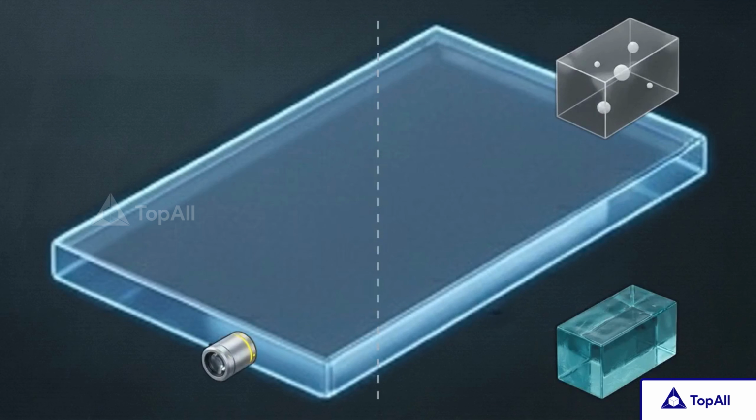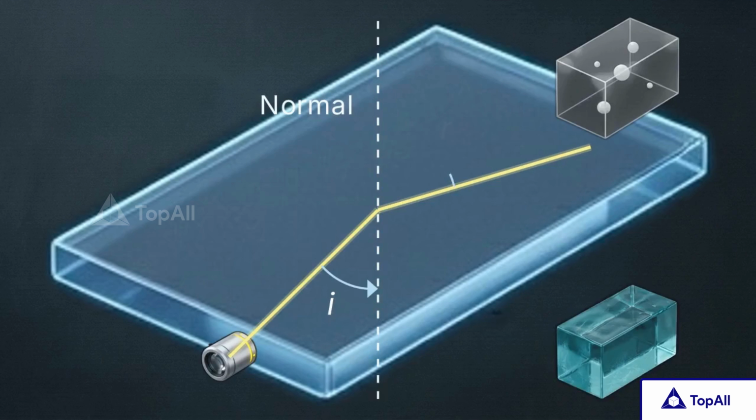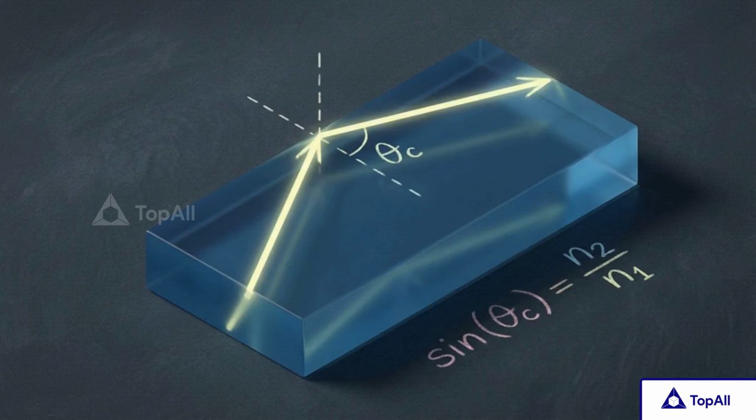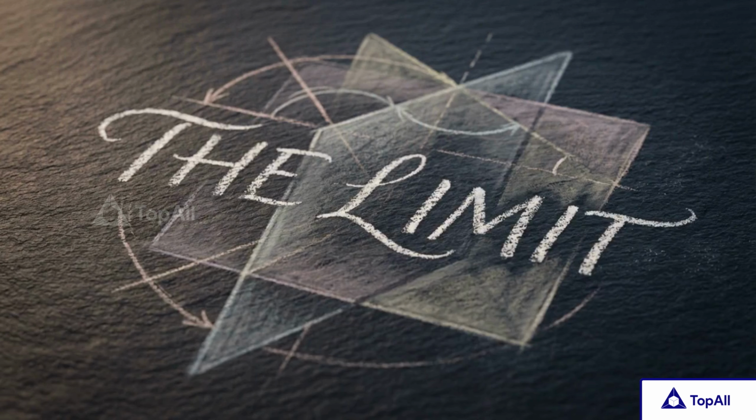Moving into a less dense medium forces the light to bend away from the normal, that dashed vertical line sitting perfectly perpendicular to the surface. Because the escaping light bends away from the vertical, it is forced down, pushed closer and closer to the horizontal boundary line itself. This geometry sets the stage for a mathematical breaking point.